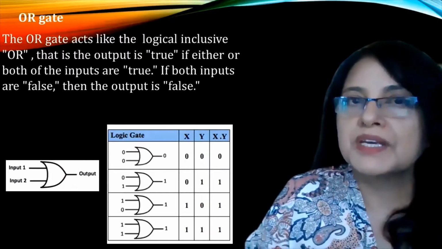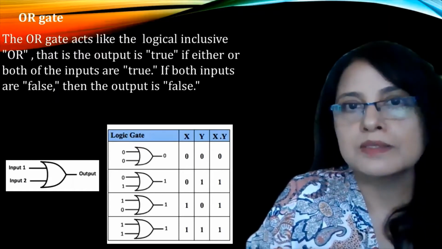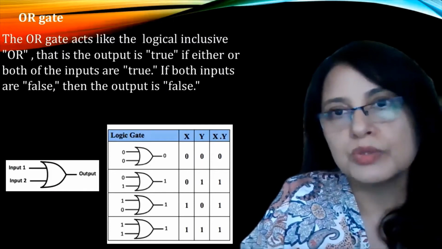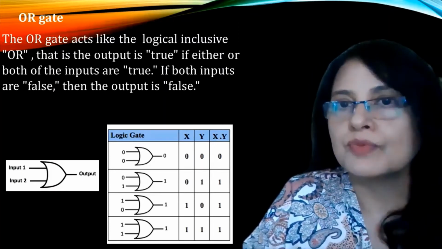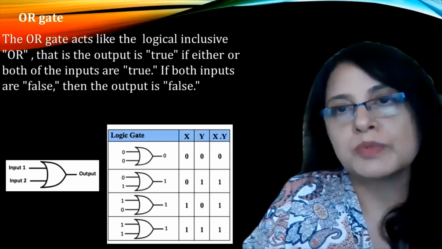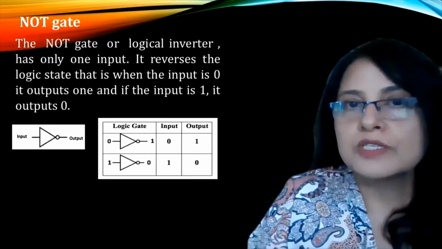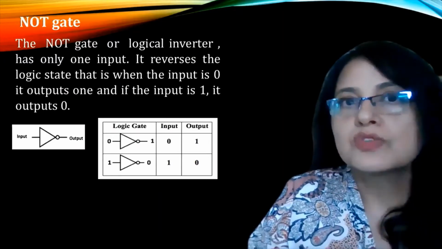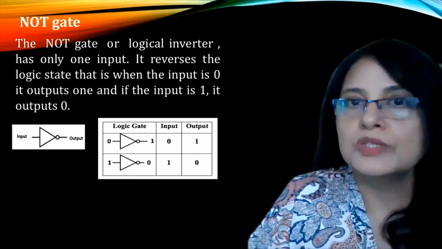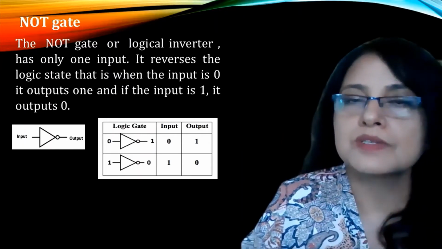The OR gate behaves the same way as the inclusive OR that we did. When both inputs are false, the output is false. That means that even if one is true, the output is true. We look at the NOT gate, which is basically a reverse switch. So if the input is 0, the output is 1. If the input is 1, the output becomes 0.